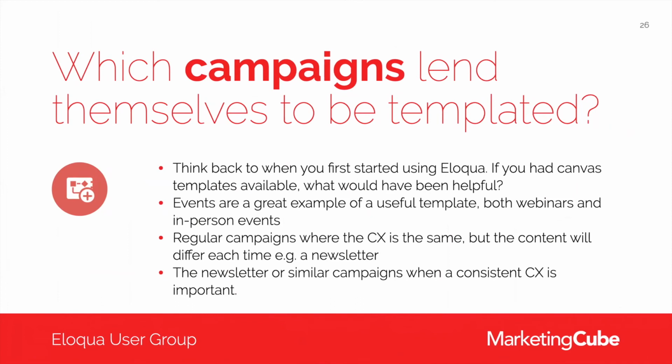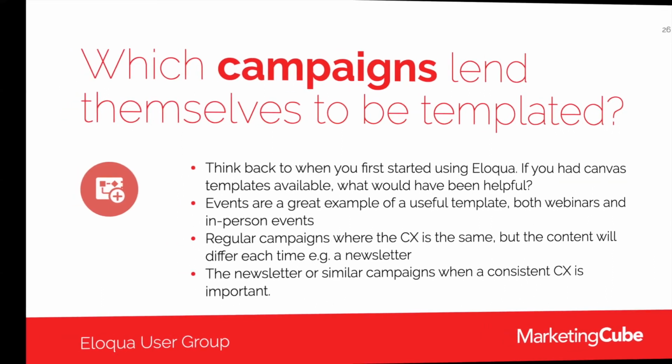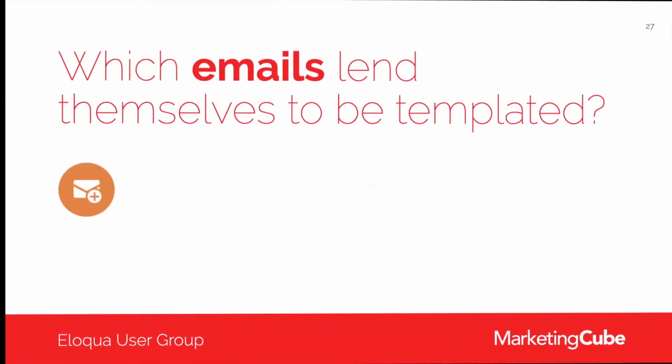Events is certainly one of them, whether it's in person or webinar types of events. If you're launching new products, for instance, and you have a standard process you go through when you do that, and you might want to share content for people to download and access, and you have a timeline that needs to happen over time. Those sorts of things are great examples of where templates from a campaign canvas point of view can absolutely help change and speed things along for you.